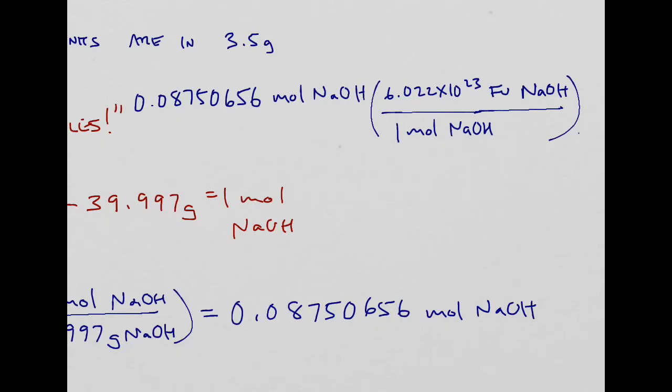So I'm multiplying that big old number times 6.022 times 10 to the 23rd. And that gives me an answer of 5.269, which I'm going to now round properly to 5.3, because I only have 2 sig figs. In fact, I do only have 2 sig figs because what I was given in my problem was only 2 sig figs. So 5.3, and that's going to be times 10 to the 22nd formula units of sodium hydroxide.